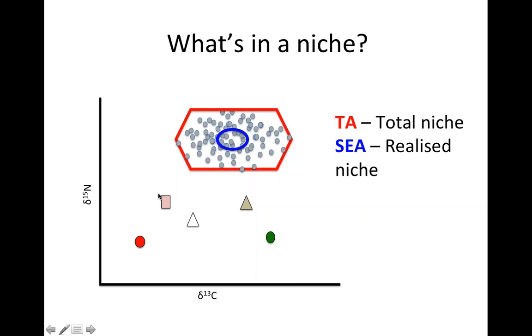And that the TA, total ellipse area, you can call the total available niche, the diversity of different prey types that your population could be eating or is likely to eat. And then the SEA is the realized niche. It's where the majority of fish or the majority of consumers are sitting within this niche.